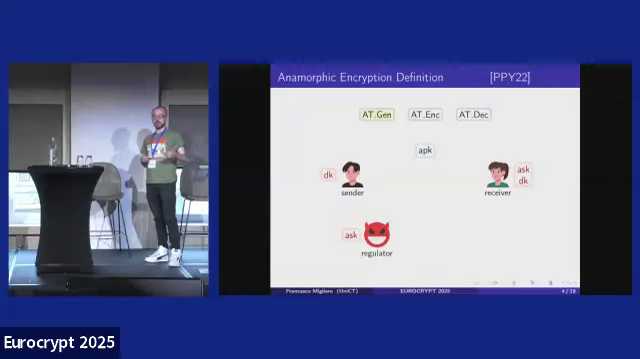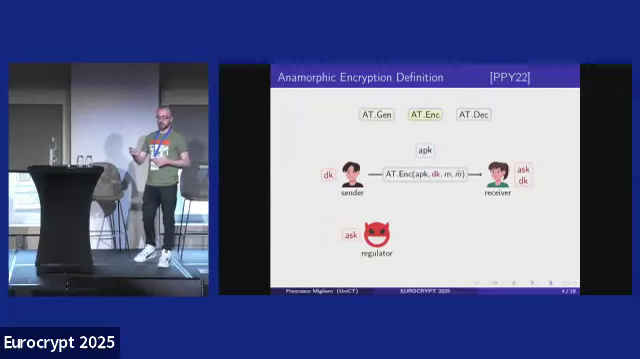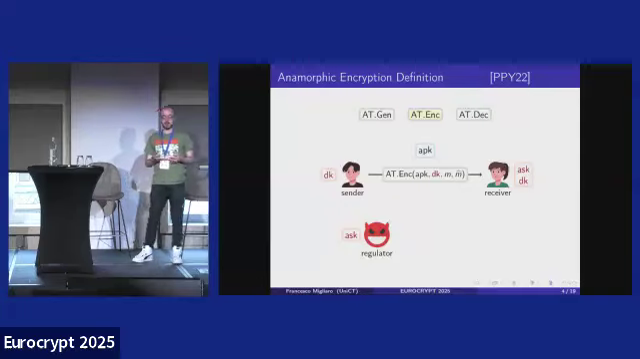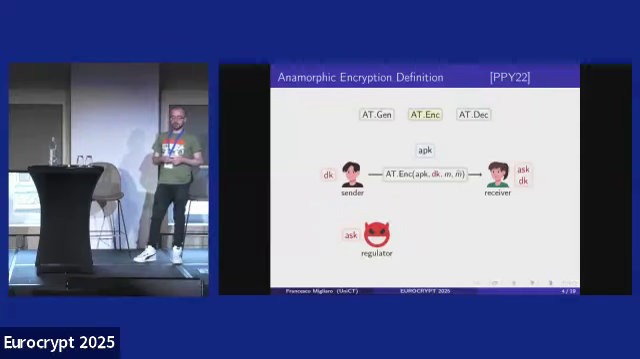And this key has to be shared with the sender, such that later, when he wants to send a message to the receiver, he can use the anamorphic encryption algorithm, and so he can encrypt into one ciphertext two different messages, the regular one and the anamorphic one, using the anamorphic public key and the double key. And later the receiver, using the anamorphic decryption algorithm, can obtain the anamorphic message.